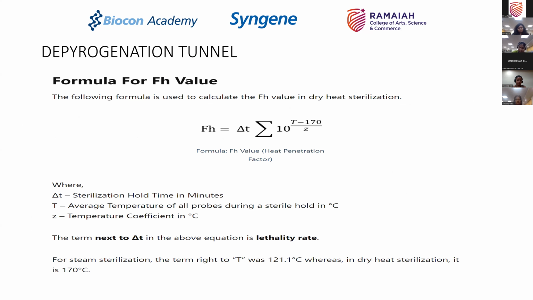170 is used as the baseline here instead of 121, whereas in dry heat sterilization 170 for a certain period is more than sufficient, and therefore we use the heat penetration factor here also. The calculations will remain the same as what we did as an exercise during the moist heat calculations of F0 values. We can calculate T or the time, we can calculate the temperature, or we can calculate the FH value. So all three of them can be calculated using this formula.